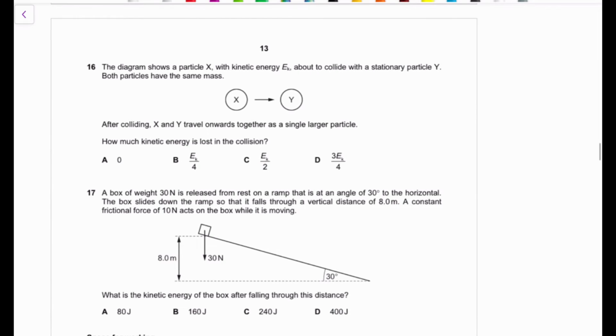Move on, question number 16. We've been given two particles, particle X and particle Y, right? And after colliding, they move together as one large particle.